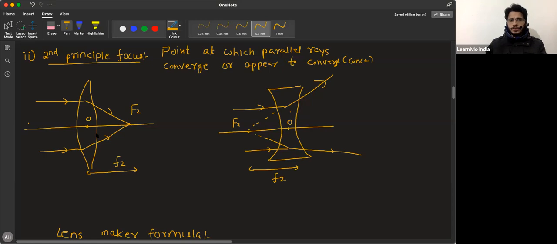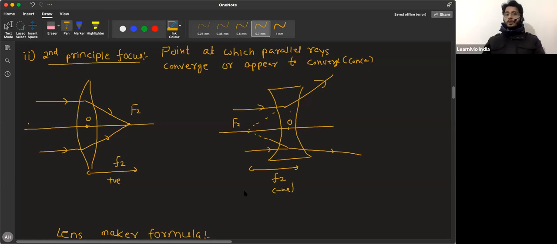Sanya, just check whether this F2 is positive or negative. What sign convention will you use for it? No. See, start from the optical center and go up to F2. Starting point should always be the optical center. When you start from O and go to F2, you're going in the direction of light, so it's positive. And for concave, it's negative.